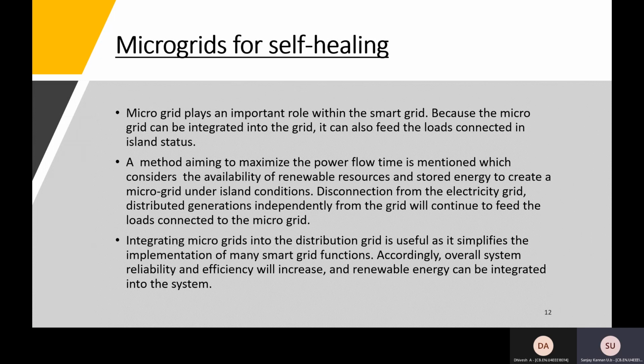And finally, we have the microgrid for self-healing. Basically, the microgrid plays an important role within the smart grid. So we basically club the microgrids to get a smart grid. Here we have a proposed method which maximizes the power flow, and here what we do is we look for the availability of renewable resources and stored energy to create a microgrid under island conditions. Integrating all these microgrids into a distribution network is useful as it simplifies the implementation of smart grid functions.